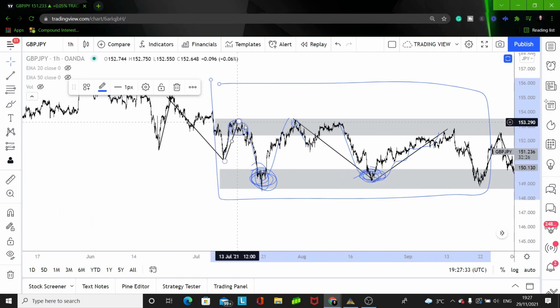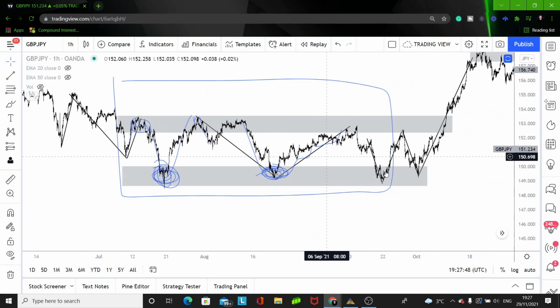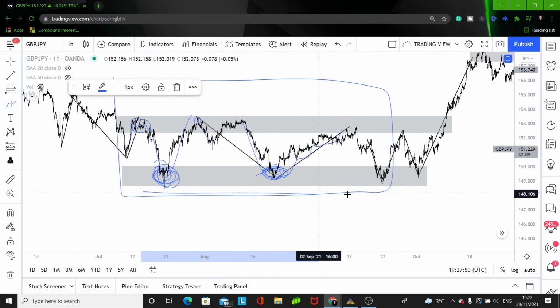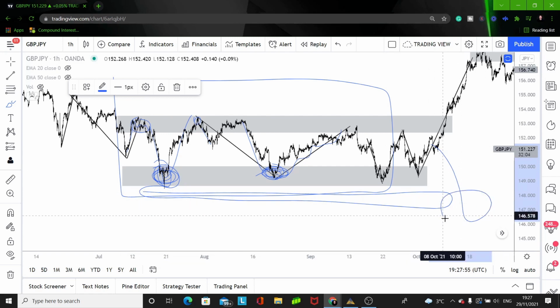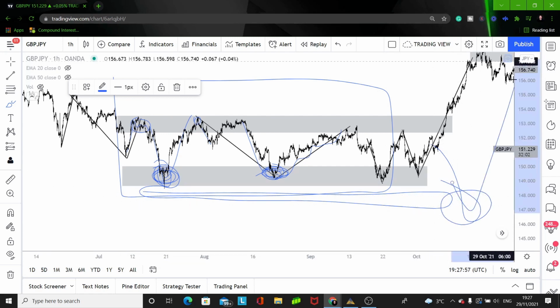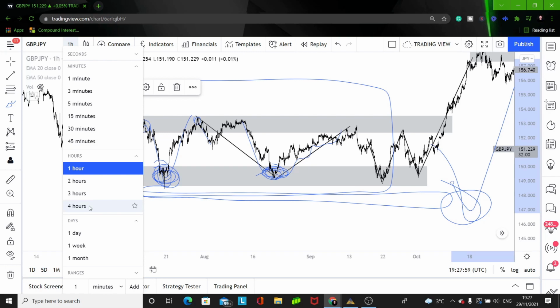So price is moving down, the bank or institution builds their position, the supply outweighs the demand, the market rises. It comes back down, they do the same thing. They're just building out their position, generating more liquidity to potentially fill the rest of their orders, and then take price higher on a much higher time frame.